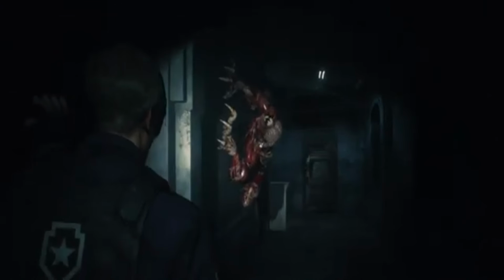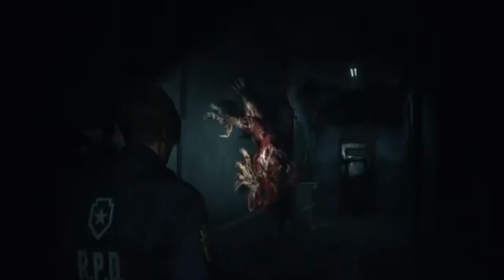Players first encounter the lickers while exploring the Raccoon City Police Department, specifically in the second-floor hallway. The first licker appears shockingly as the player crosses a silent hallway and suddenly sees the creature slowly walking across the ceiling, intensifying the moment's tension.